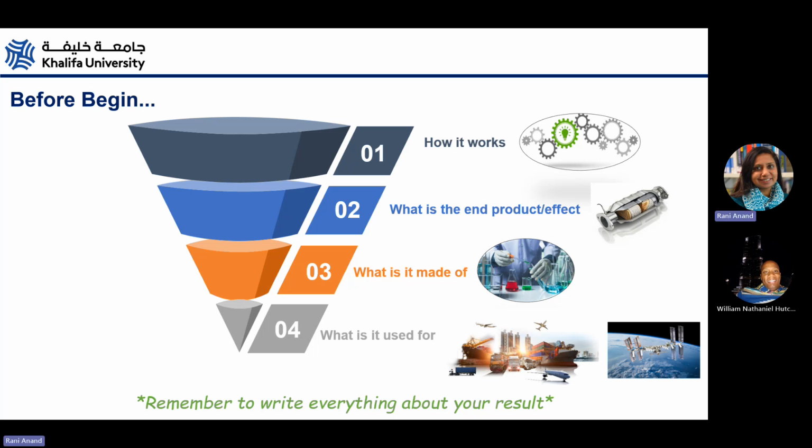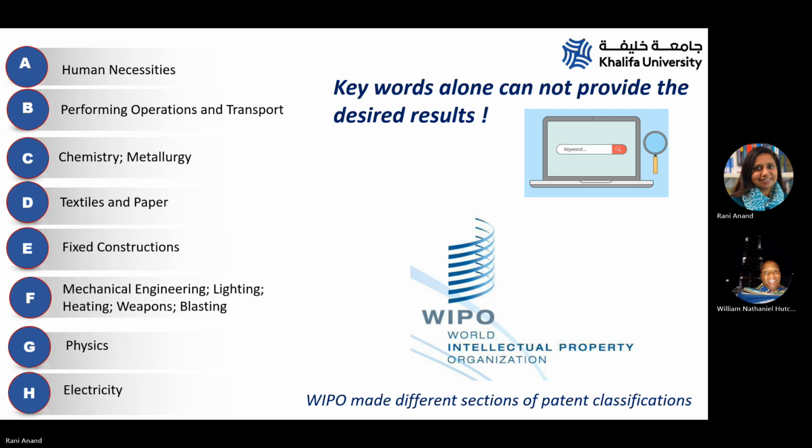Remember to write everything about your result. Keywords alone cannot provide the desired result. WIPO, the World Intellectual Property Organization, has a website to search patents. WIPO made different sections of patent classification. There are different sections according to WIPO: human necessities, performing operations, chemistry, metallurgy.